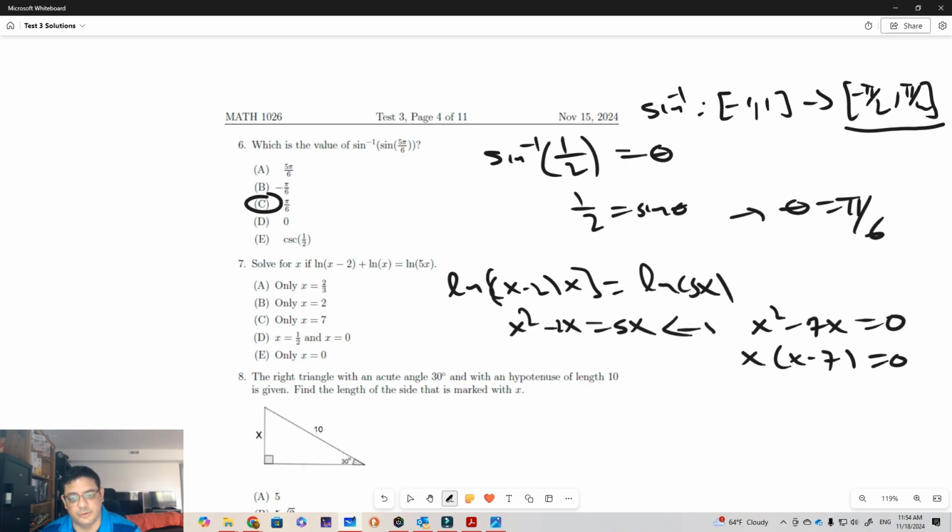And so x equals 0 or x equals 7. Since x cannot be 0 because we cannot plug 0 into the logs here and here, the answer is going to be C, with only 7.